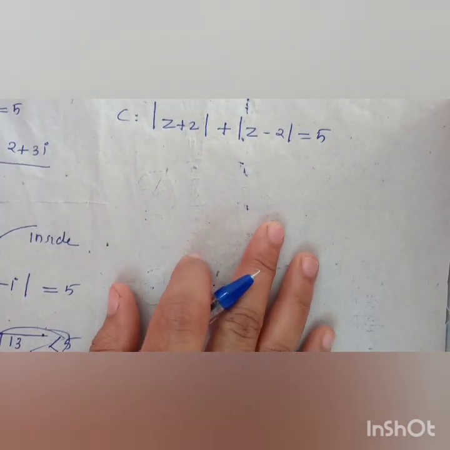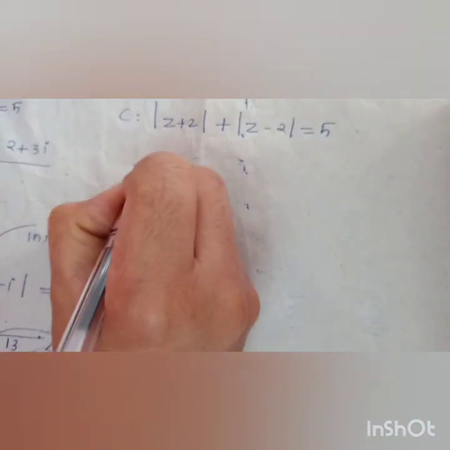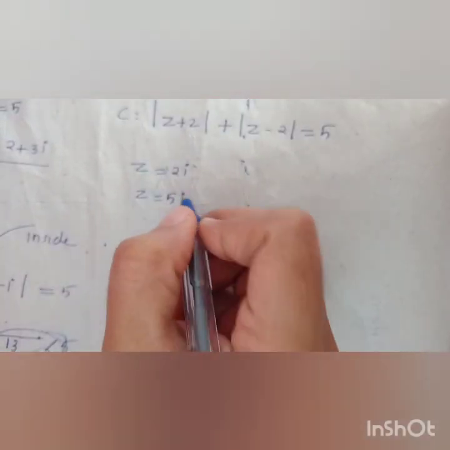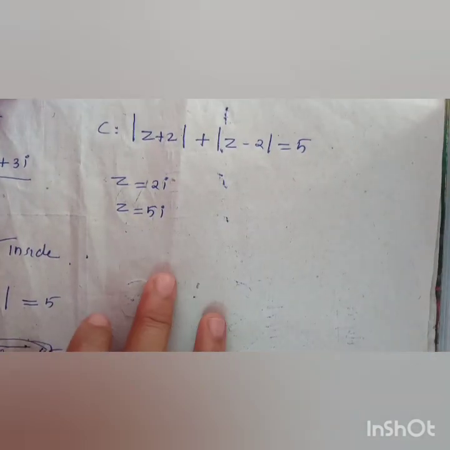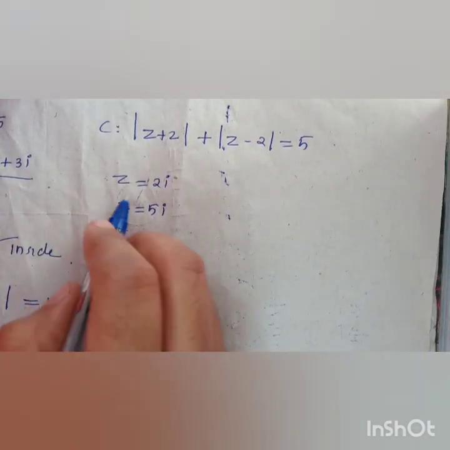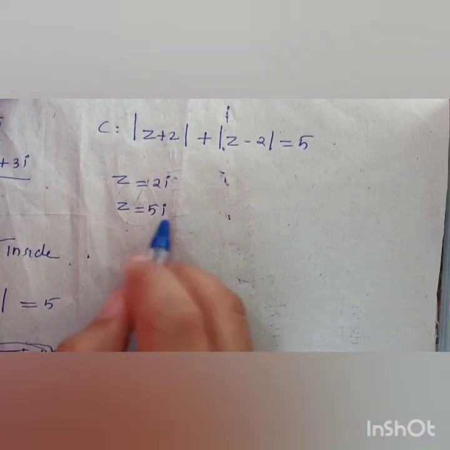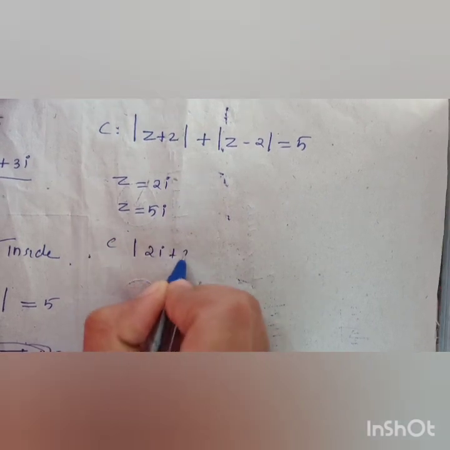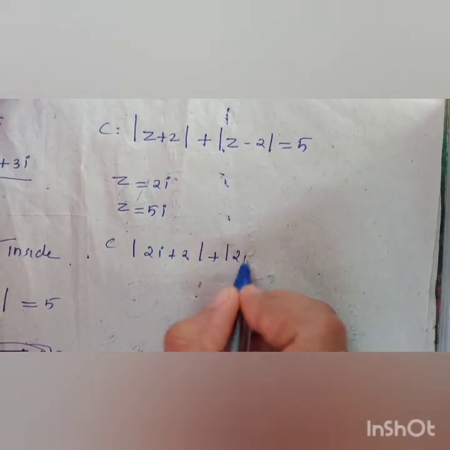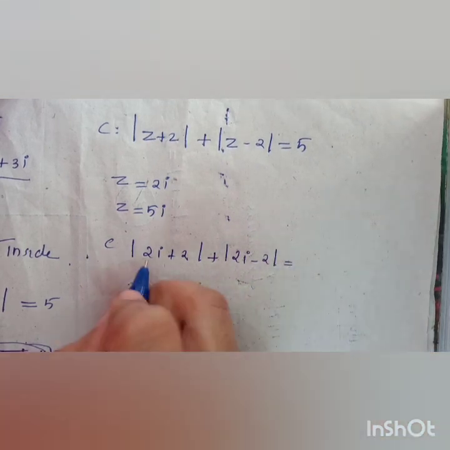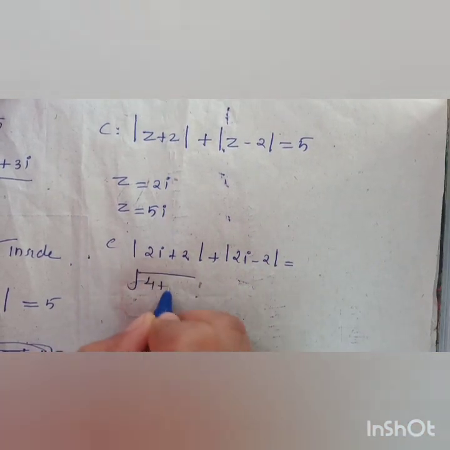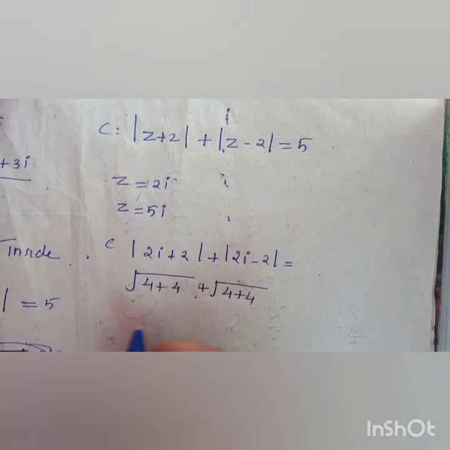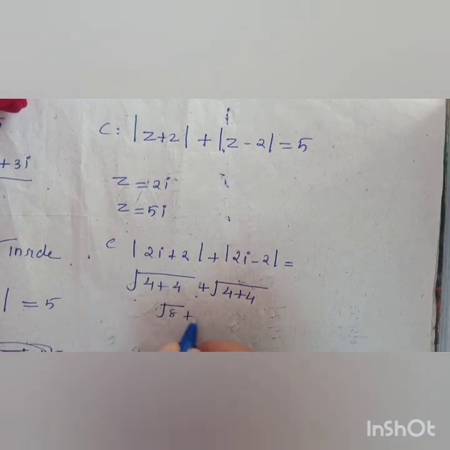Okay. So this is the contour, and you have to check whether the singular points z is equal to 2i and z is equal to 5i are inside or outside. So you have to check these two. For that you have to put the value. So magnitude of 2i plus 2 plus 2i minus 2, that is under root 4 plus 4 plus under root 4 plus 4. So root 8 plus root 8.